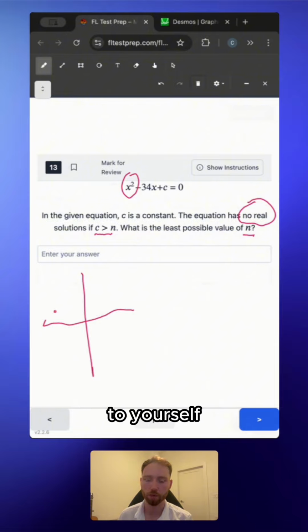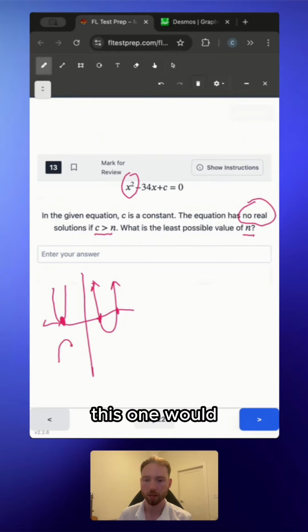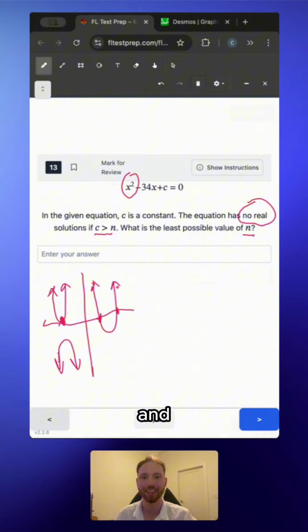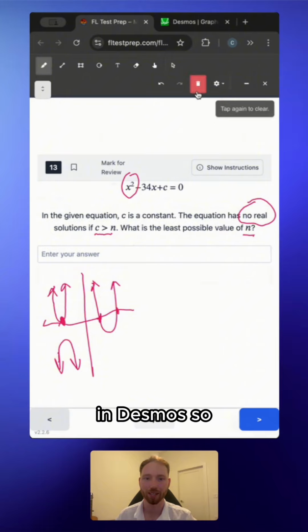So think to yourself, how many solutions does this quadratic have? Well, a solution for one singular line, whether a quadratic or a linear line, is where it crosses the x-axis. So this has two solutions. This has one solution because it's touching at one point, and this one would have no solutions because it never crosses the x-axis. So we're looking for the lowest possible value for C for it to have no solutions, and that's what I'm going to be looking for in DESMOS.